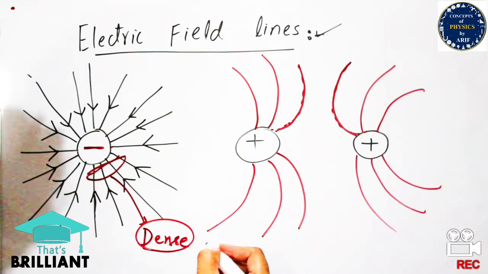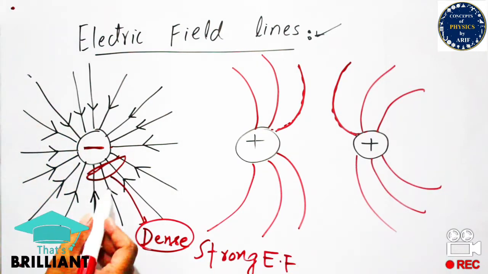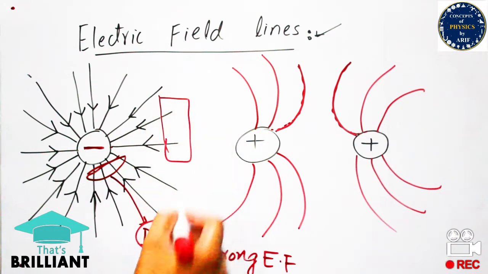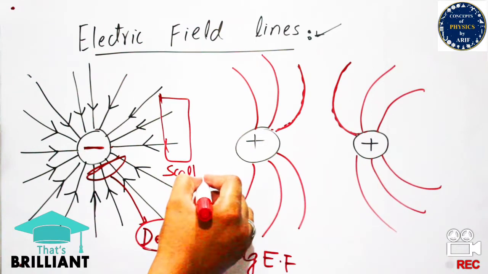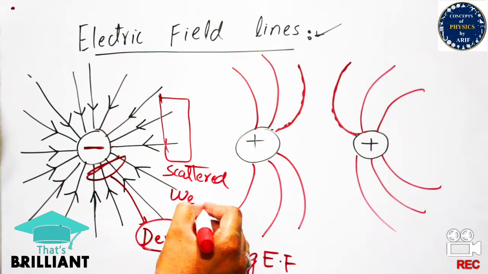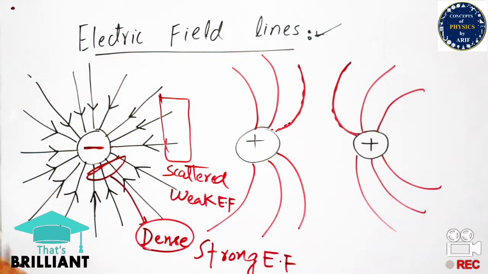So in this region, electric field lines are very dense. We can justify that this is an area of strong electric field. In the other case, when the area is away from the source or center, then these electric field lines are scattered, and this is a weak electric field, a weak region.